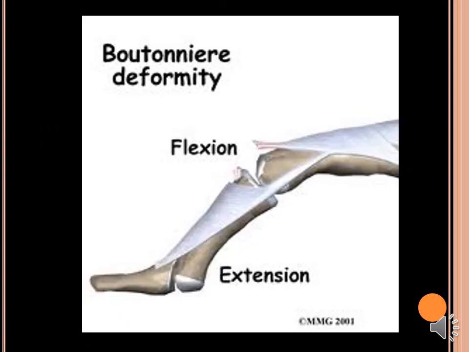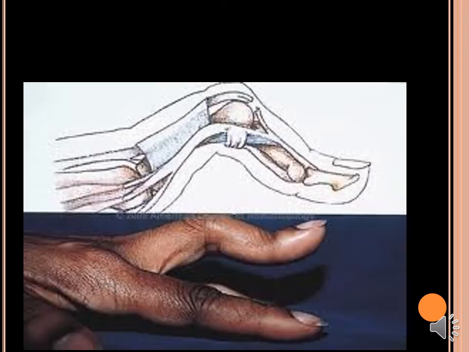The other deformity which is commonly found is boutonniere deformity, in which the opposite phenomenon occurs, with extension of the distal interphalangeal joint and flexion of the metacarpophalangeal joint. This is the photograph of boutonniere deformity.